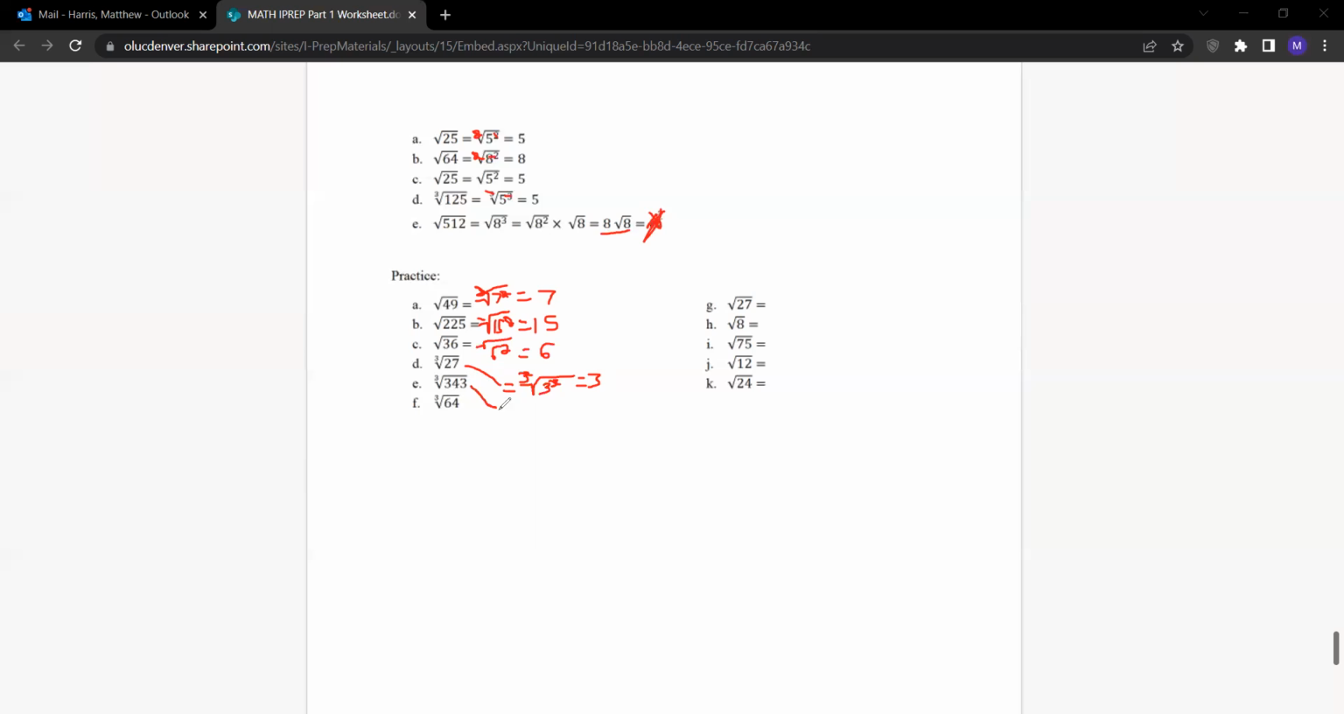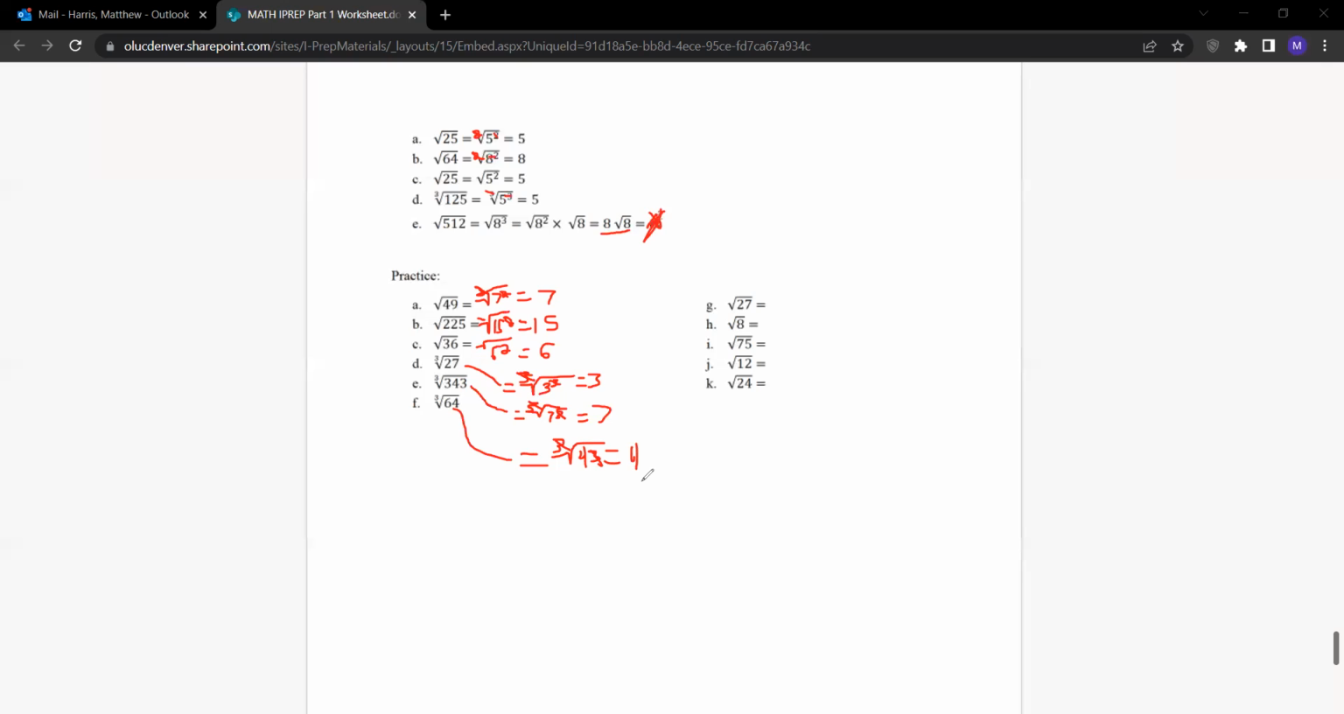All right, cube root of 343. You're going to get 7 cubed, which means your answer is going to be 7, right? Because these cancel. And finally, we have the cube root of 64, which is 4 cubed. Cancel out those 3's. Your final answer is 4.